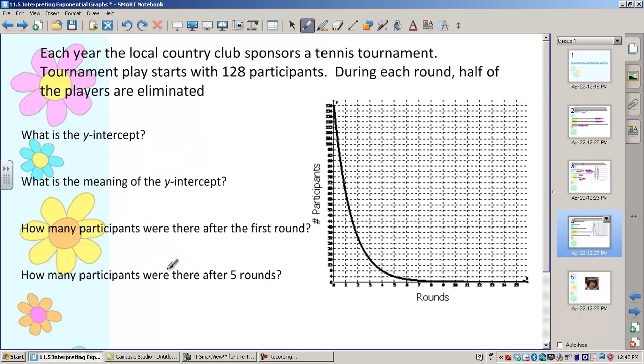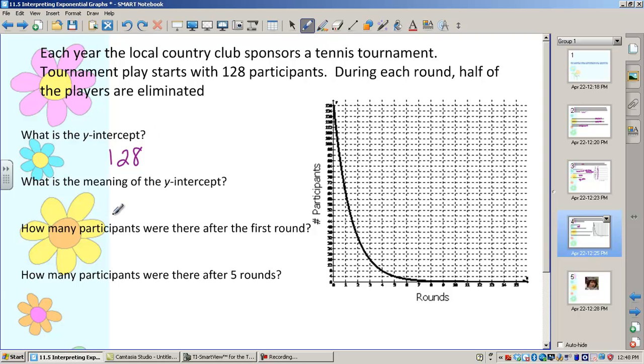Let's do one more. Each year, the local country club sponsors a tennis tournament. Tournament play starts with 128 participants. During each round, half of the players are eliminated. So the first question is, what's the Y-intercept? You can look at the graph or you can read the problem, and you know that the Y-intercept's the initial number of people, and so in this case, it's 128. So my Y-intercept is 128 because that's how many people we start with.